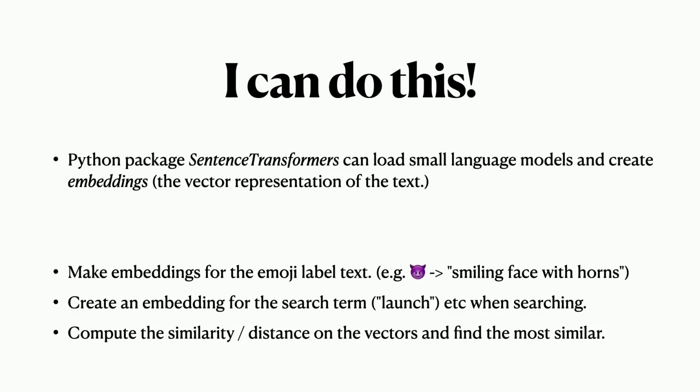And so I thought I'll use this package and I'll take all of the descriptions for the emojis. That little purple guy there is smiling face with horns. So I'll make an embedding of smiling face with horns and all the other descriptions of the emojis. And then I will encode, make an embedding vector of the search term, whatever it is. And then I'll just do the math to compute the vector distance of all of these vectors, and that'll work.